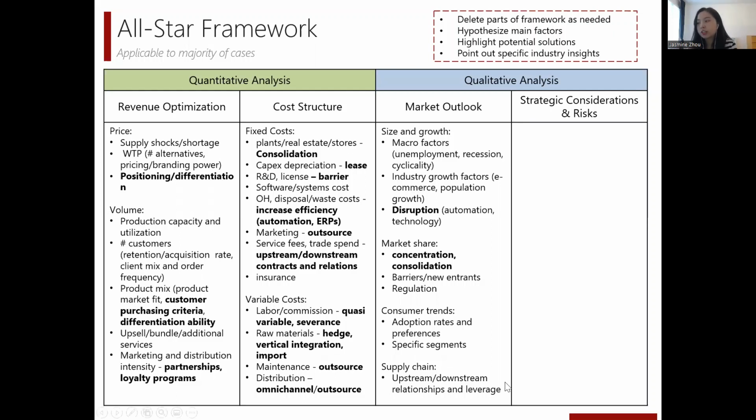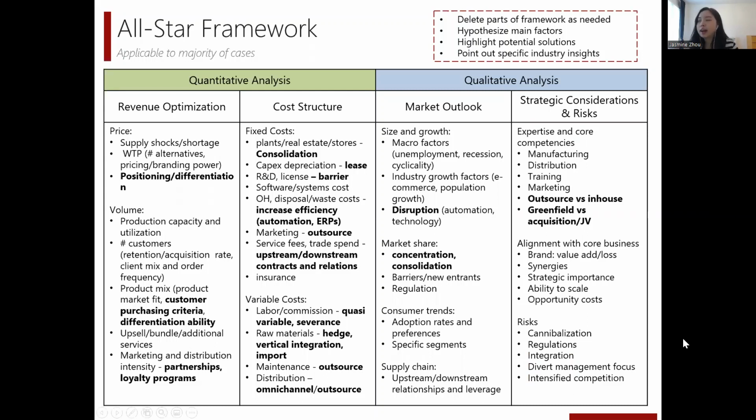And then supply chain is simply how are the dynamics of the supply chain within this industry? So in the upstream and downstream relations, where does the power and leverage lie? Is it manufacturers are the most powerful in this industry, or is it retailers are more powerful? And so that could indicate how big this market is or how attractive this market is.